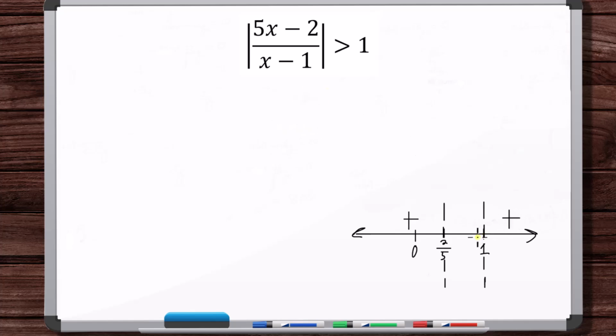So let's do 3/5. 3/5 minus 5 over 5 is going to be minus 2 over 5. 3/5 times 5 is 3. 3 minus 2 is 1. So it's going to be negative in the middle.